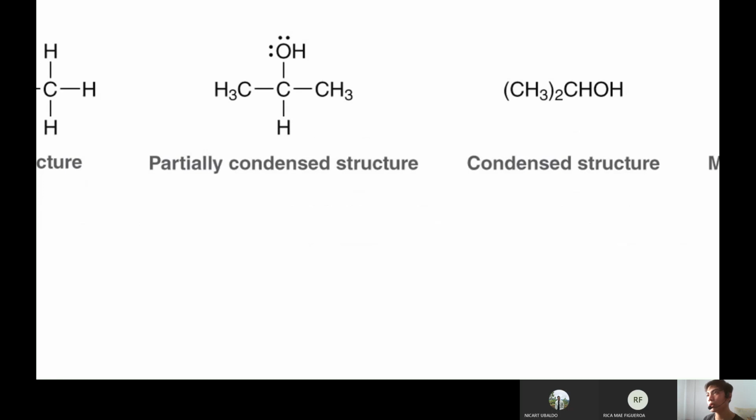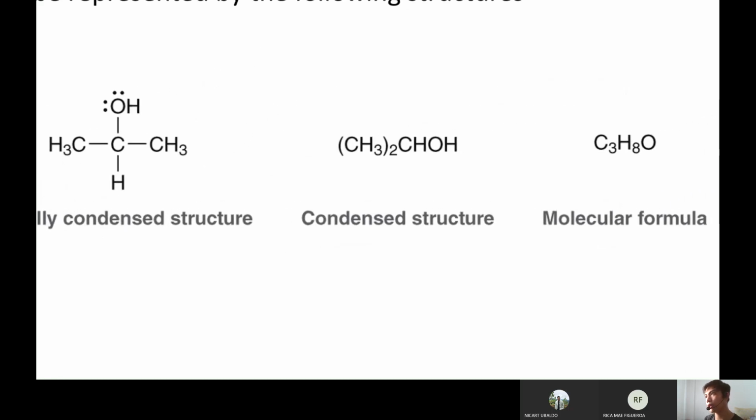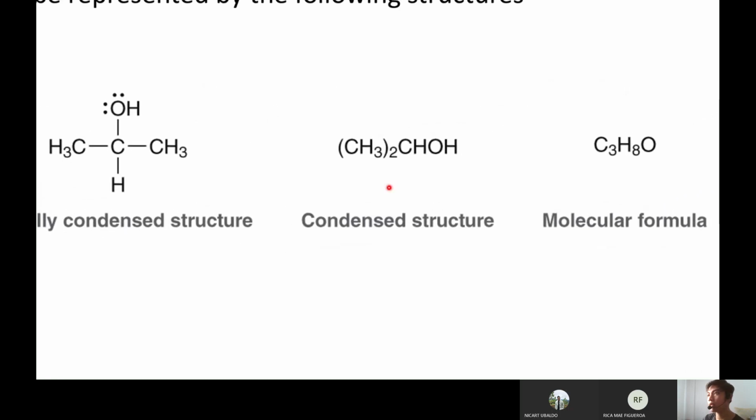Okay, so if we look at this, the first part of the condensed structure, we have CH3, close parenthesis, 2. That means we have 2 CH3s. That's the idea. Look here, there are two CH3, right? Then where are these two CH3 attached? Look at the next atom, that carbon. So that means these 2 CH3s are bonded to that carbon. We have 2 CH3s and they are bonded to this carbon.